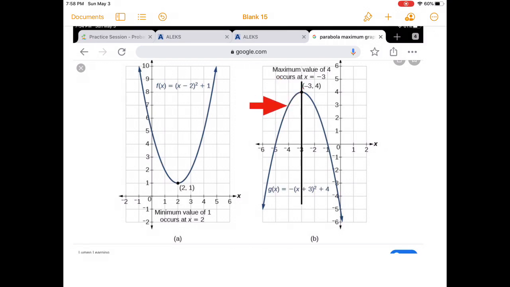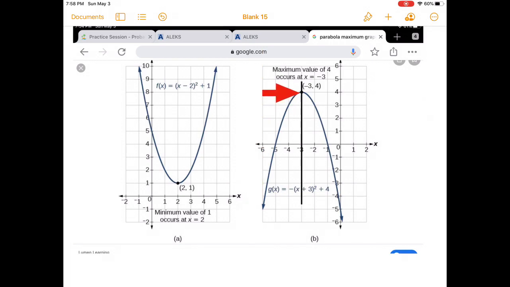This point here is 1 unit to the left. This is 1 unit to the right of the axis of symmetry. Right here, we're 2 units to the left and then 2 units to the right. So you see that perfect symmetry with a parabola. And that's always going to be true, which kind of makes them nice to graph.